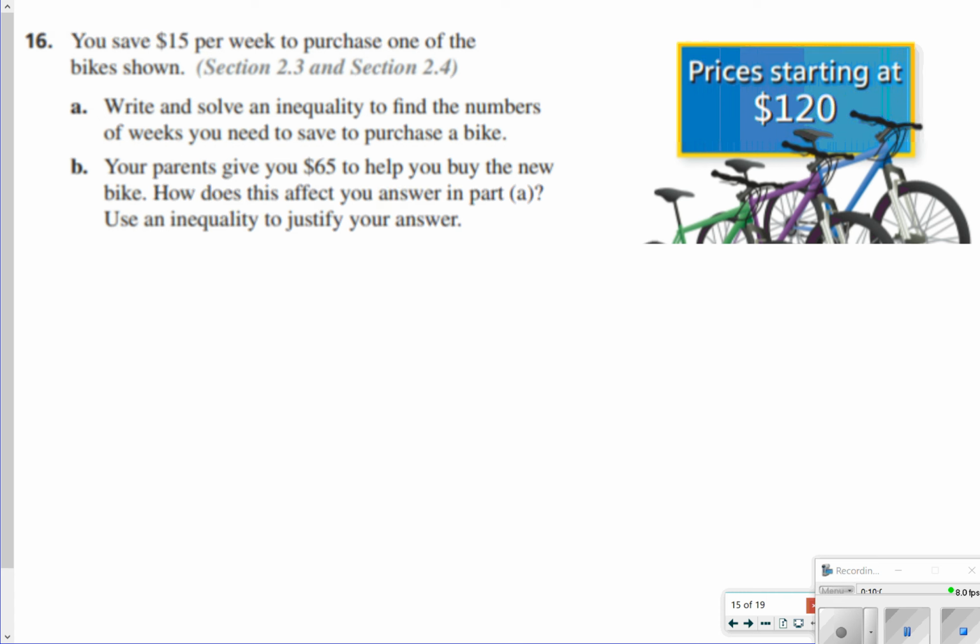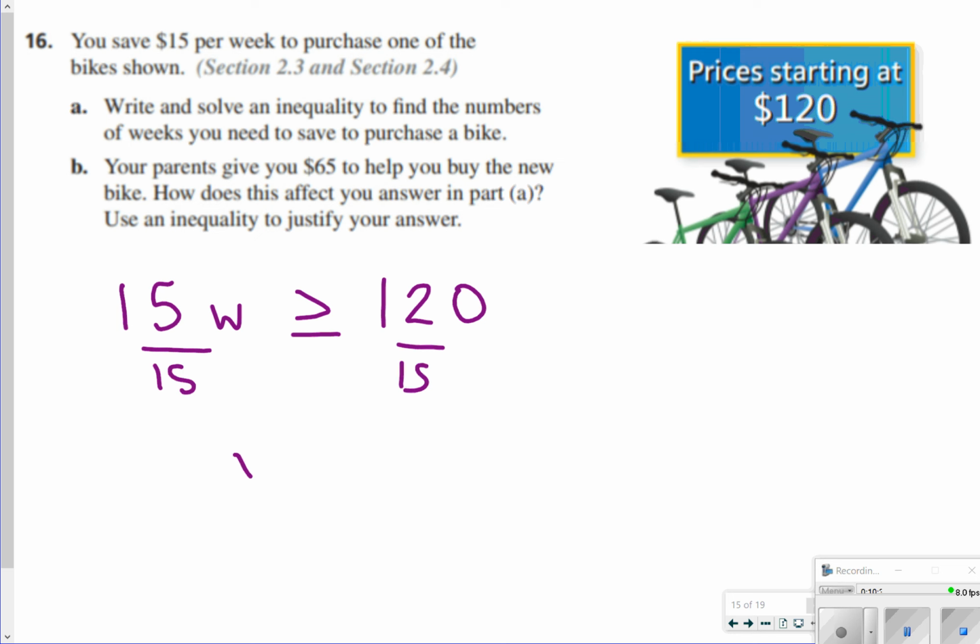The last one, it says we're saving $15 a week to purchase one of the bikes shown. So what we need to do is write and solve an inequality to find the number of weeks you need to save to purchase the bike. If we are saving $15 per week and we're trying to get 120, when we're saving something, we want it to be equal to 120 or bigger than. So we're going to say 15W is greater than or equal to 120. And when we solve that, W is greater than or equal to 8 weeks.